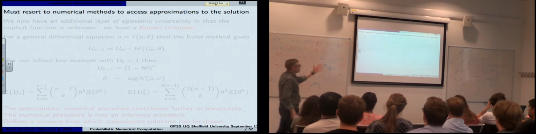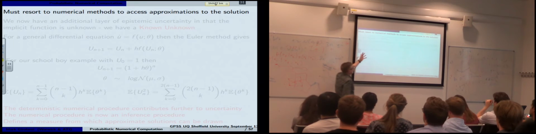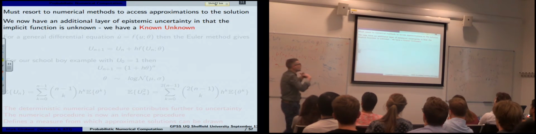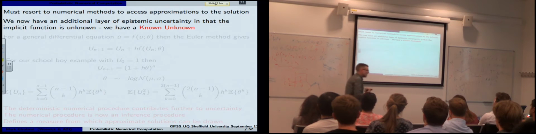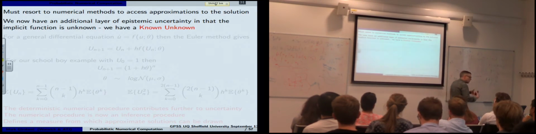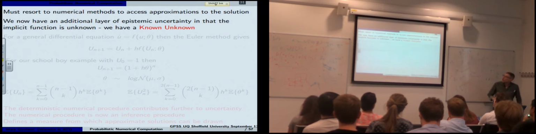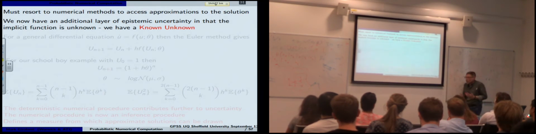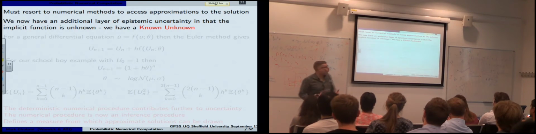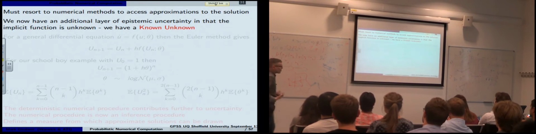Now, as soon as we use a numerical method to obtain an approximation to the solution, we've added another layer of uncertainty into what the representation and the value of this implicit function would be. So now we have, as Rumsfeld would have said, a known unknown. We know that there's something that we don't know.